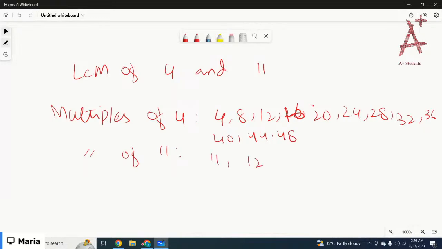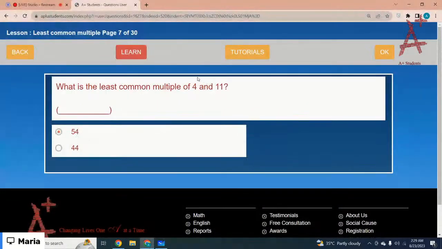11 times 1 is 11, 11 times 2 is 22, 11 times 3 is 33, and 11 times 4 is 44. You can see the smallest common number is 44, right? So the LCM is 44. Also, the trick I explained is to check 54. 54 is neither divisible by 4 nor by 11, right? But 44 can be divided by both 4 and 11. So the correct option is 44, the second option.